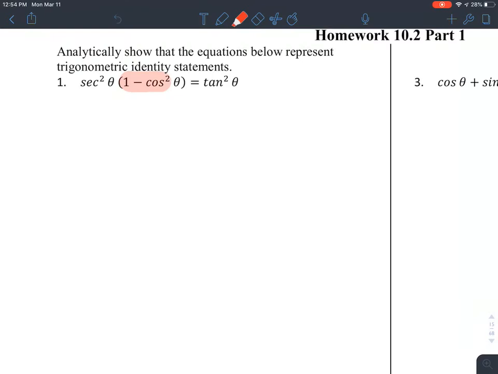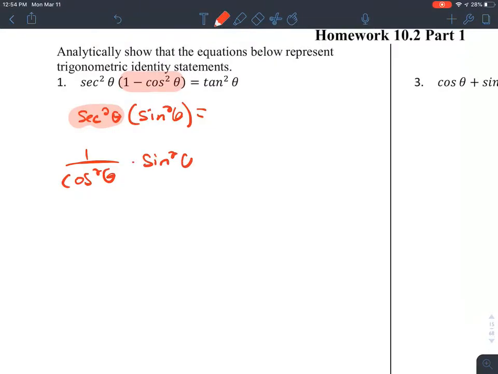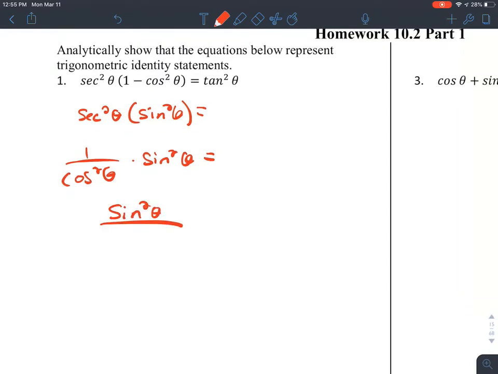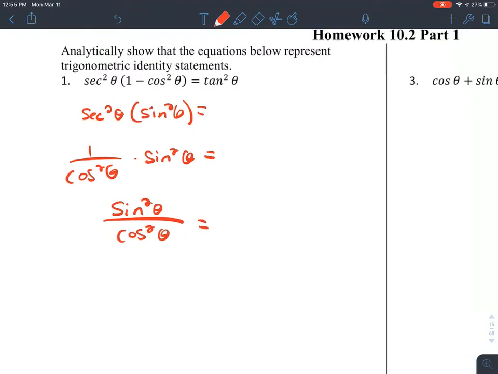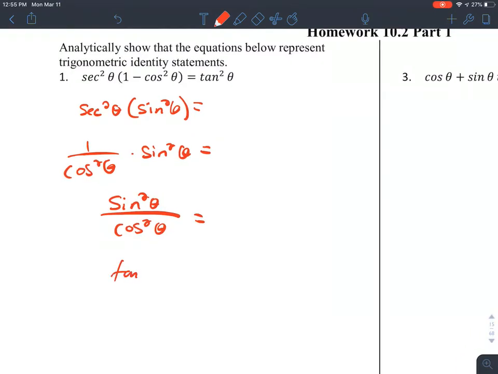Looking at number 1, I recognize that 1 minus cosine squared of theta is the same as sine squared of theta. Then I know that secant squared of theta is the same as 1 over cosine squared of theta. Multiplying a fraction times a whole number, the fraction being 1 over cosine squared, the whole number being sine squared, you multiply the sine squared times the top only. And I know that sine over cosine is tangent, therefore sine squared over cosine squared is tangent squared. That's what the right side was all along. So, finished.